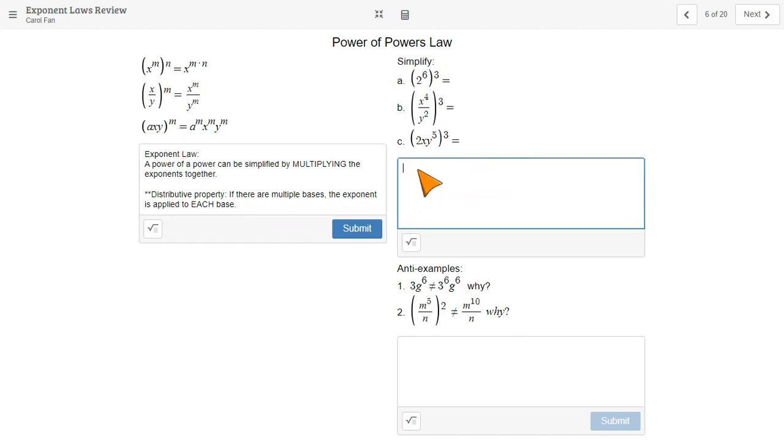Okay, so let's do a couple of examples here. The first one, 2 to the power of 6 all to the power of 3. This is classic power law example. So I have a base, I've got two exponents. I'm going to multiply the exponents together. So I have 2 to the power of 18.